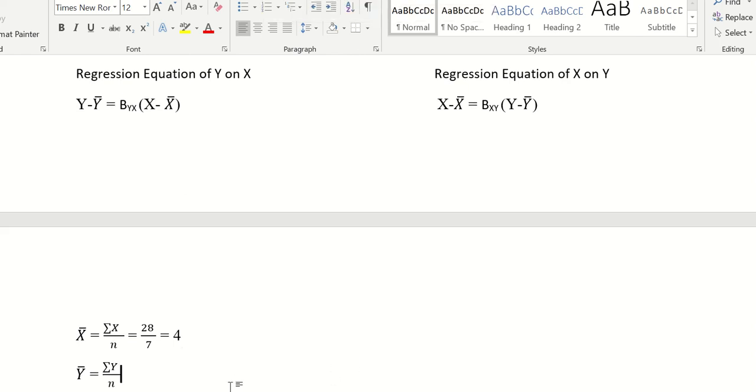Now for mean of y, mean of y also needed. So summation of y is 35 and n is 7. So the value we got is 5. Mean of y is 5. Now we can apply the values into the formula.